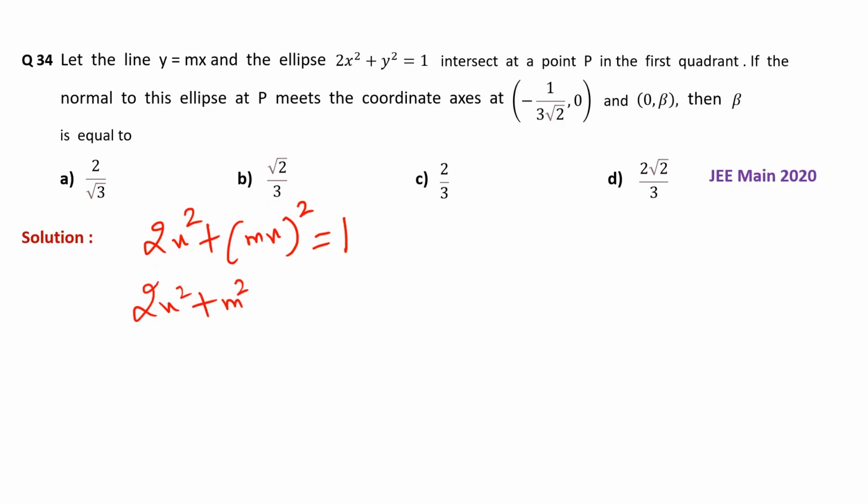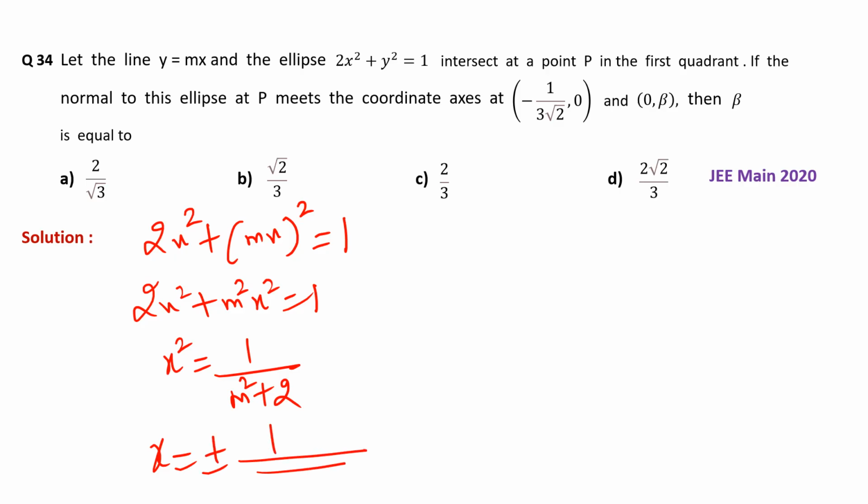So when we do this, we get x square equal to 1 upon m square plus 2, or we get the value of x as plus minus 1 upon square root of m square plus 2. Now students, we are interested in the point of intersection which lies in the first quadrant. So obviously the value of x has to be positive. So that means we will reject the negative value of x.